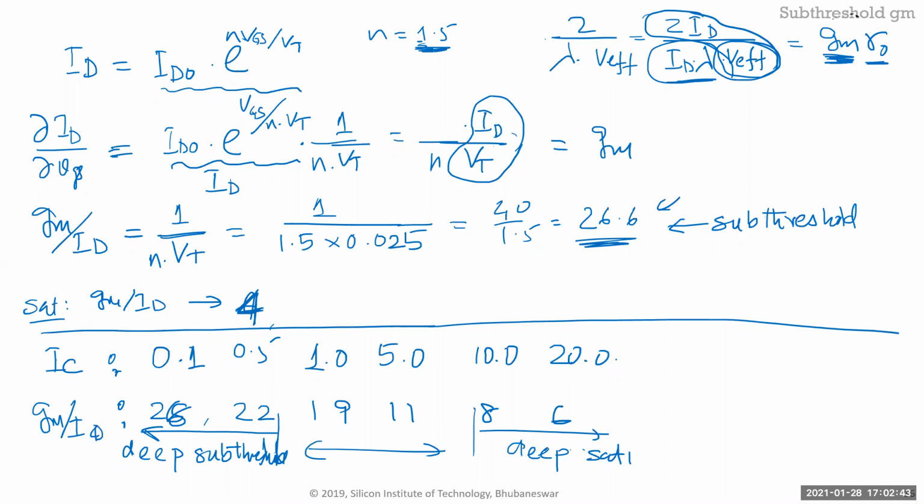When you're simulating, you just see your gm over ID and you say, okay, I want the inputs to be heavily subthreshold and the current mirrors to be in saturation, and that's how you bias it. But sometimes, in order to go deep saturation, you'll see your device lengths become really, really huge. So you say, okay, I'll just stay around 11, 12. That's good enough. Okay.